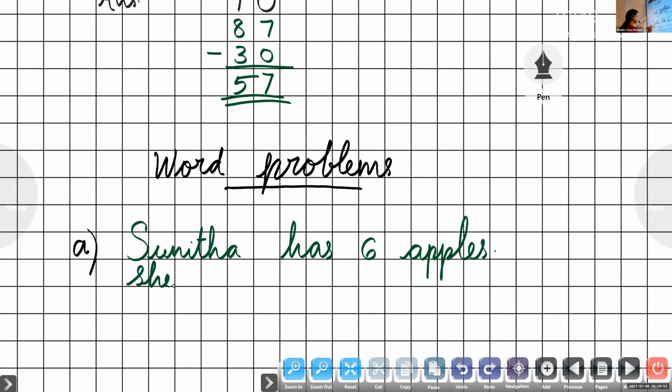She, S-H-E. She eats, E-A-T-S, eats. Two of them, O-F, of, T-H-E-M, them. Sunida has six apples. She eats two of them.